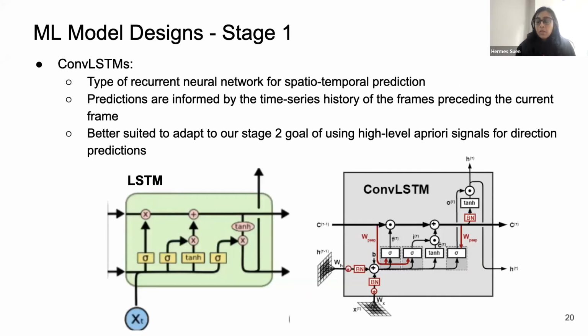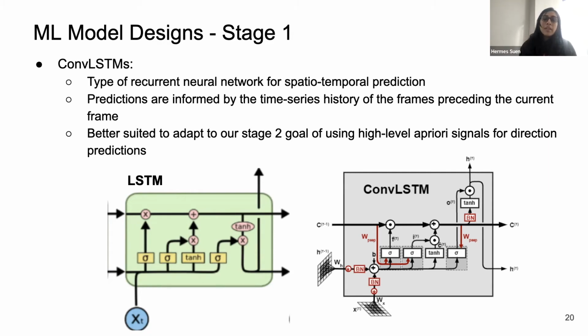For the next model, which is ConvLSTM, it is a type of recurrent neural network which is mainly used for spatiotemporal prediction on videos. As seen from the figure here, this has similar architecture and mechanisms as your regular LSTM model, but instead of all the operations on the LSTMs, we use convolutions on the state-to-state and input-to-state transformations. In this, predictions are informed by the time series history of the preceding frames, and it helps us add context in order to predict the next frame.